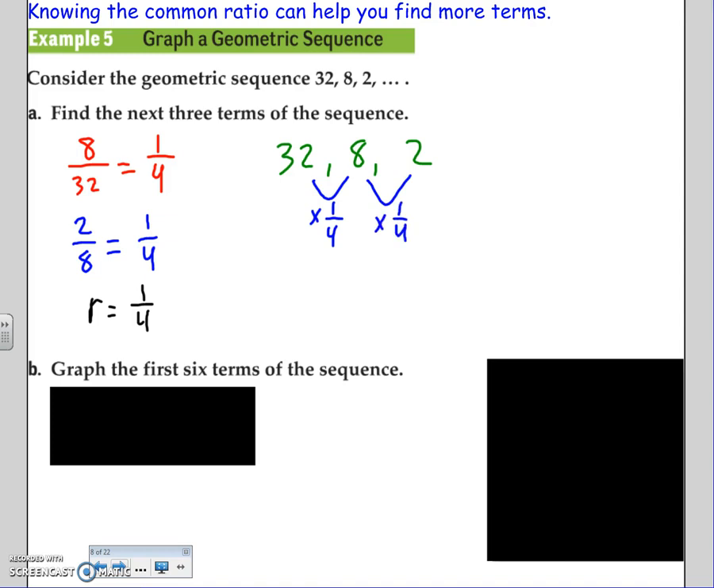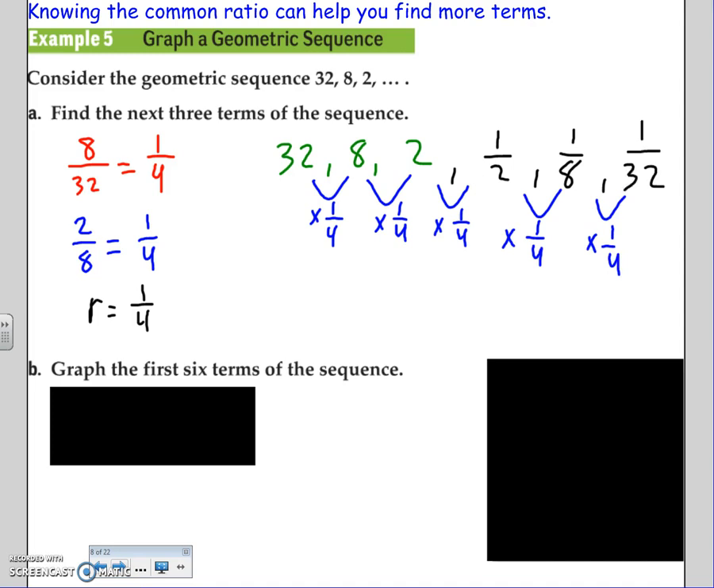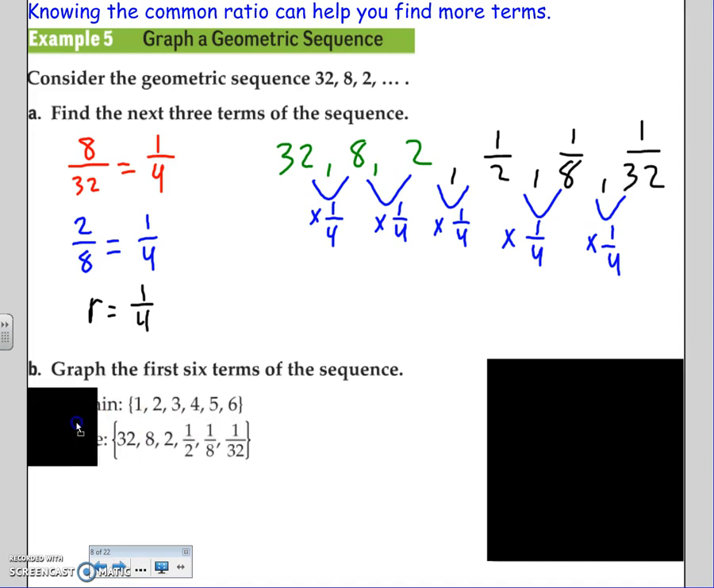I'm going to do it again. So, times 1/4. 2 over 1 times 1/4 is 2 over 4, which reduces to 1/2. Then I'm going to do it again. So times 1/4. 1/4 times 1/2 is 1/8. Then one more time, because it's 3 terms. 1/8 times 1/4 gives me 1 over 32. Alright, so those are the 3 next terms. We're going to graph it.